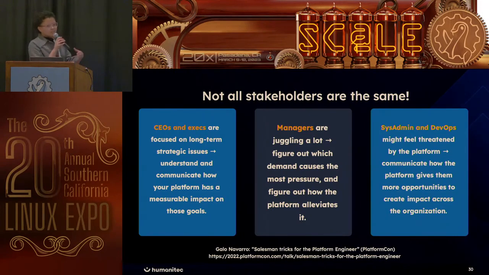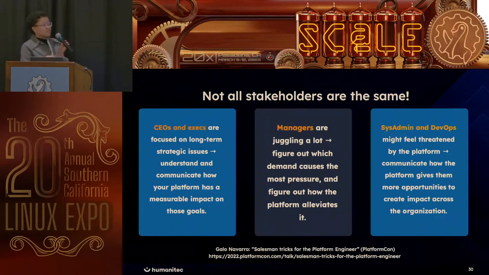So CEOs, C-levels, executives, they're going to be focused on long-term strategic issues. They get people coming to them telling them that whatever their issue is going to be the end of the world all the time. So telling them that the platform is really important, is going to make a really big difference, isn't going to be enough. You have to understand how your platform fits into their long-term business objectives in a measurable way and communicate how your platform is going to have an impact on those goals.